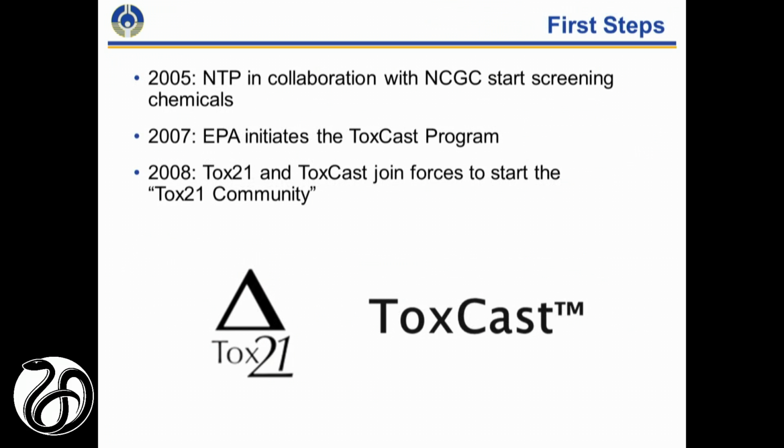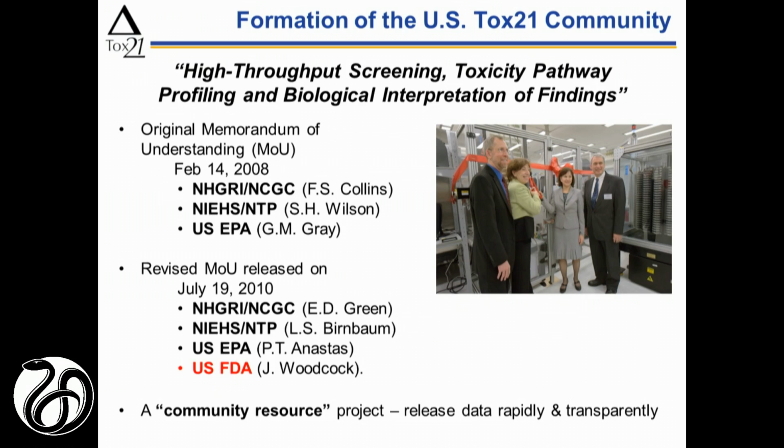So in 2005, with the NTP initiative, we started a collaboration with NCGC to start screening chemicals. And then in 2007, around the time of the NRC report, EPA started screening chemicals through their program called ToxCast. And then in 2008, we formed what we've been calling the Tox21 community, where a bunch of federal agencies are working together to generate data. And this is just a picture of, you recognize the woman second from the left there, christening our robot up at NCGC that does a lot of this screening.